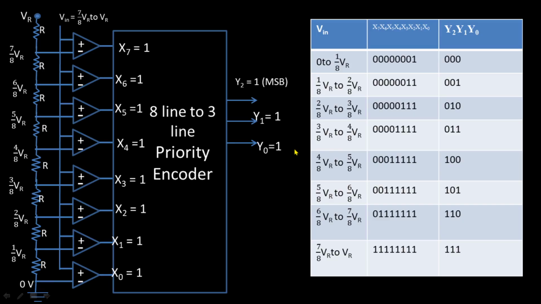The drawback or limitation of this flash type A to D converter is that when the number of bits is increased, it has to increase the op amps by 2 power n. That is, by increasing each bit by 1, the number of op amps doubles. That is the main drawback of this flash type A to D converter or parallel comparator A to D converter.